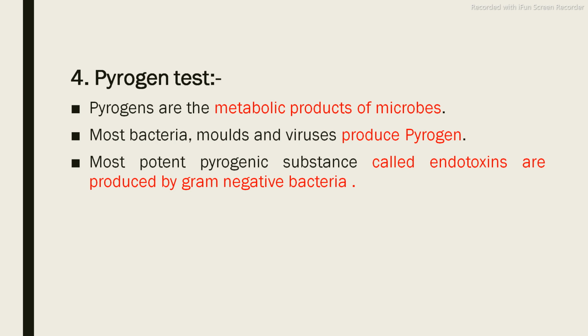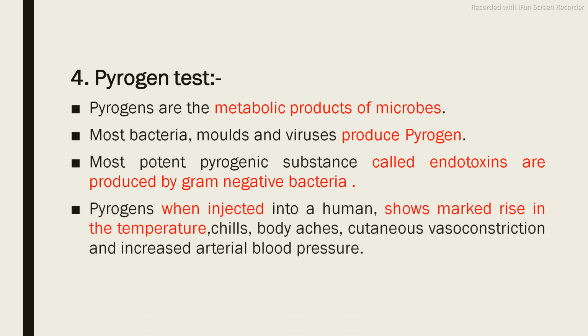And when these endotoxins are injected into any patient, you can see a marked rise in body temperature, chills or body aches, cutaneous vasoconstriction and increased arterial blood pressure. So this is the effect of the presence of endotoxins. That's why your preparation must be free from pyrogens, because these potent pyrogens are called endotoxins.